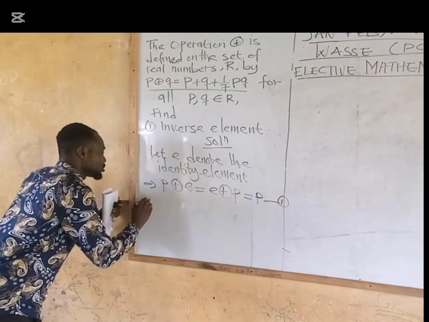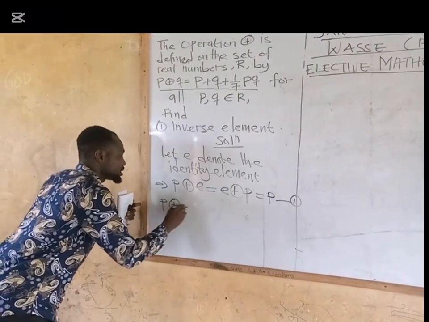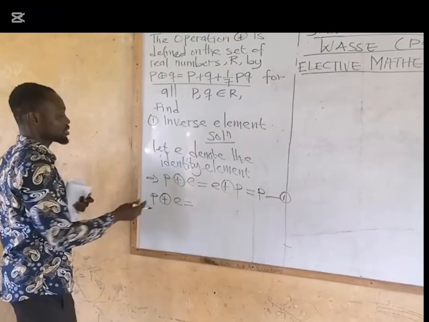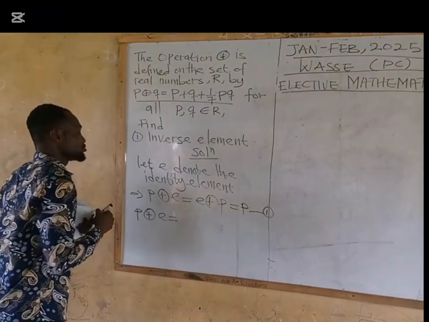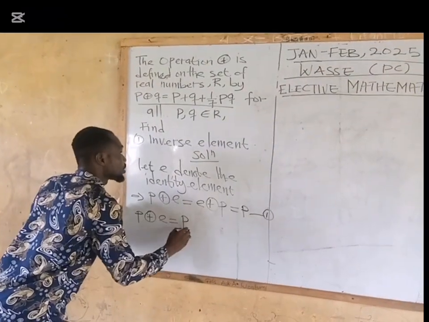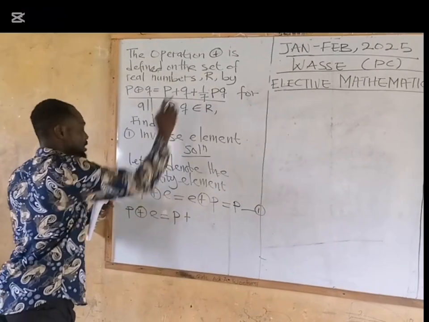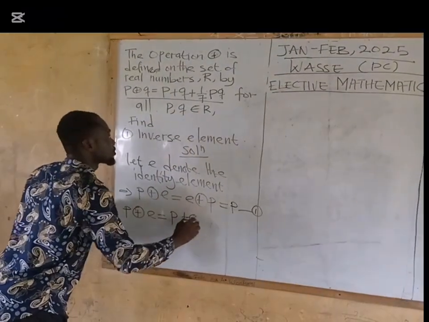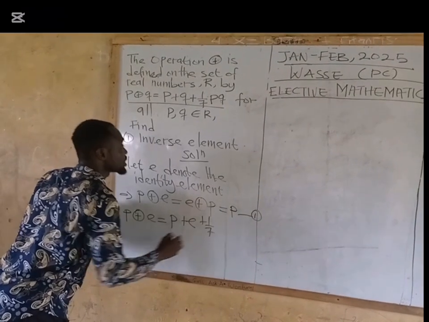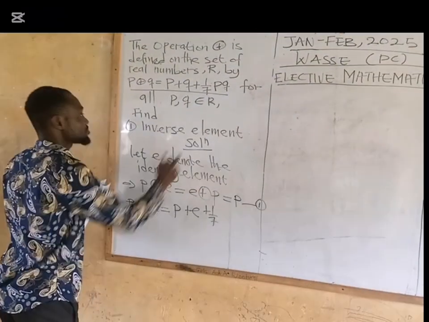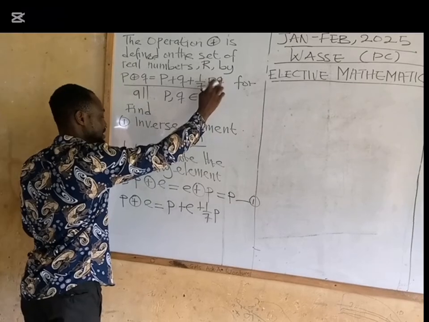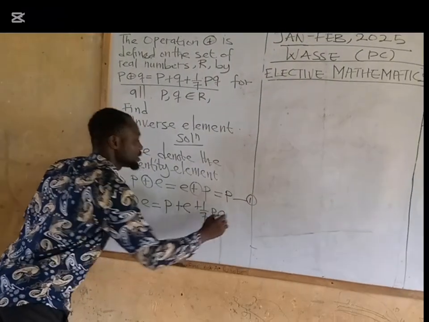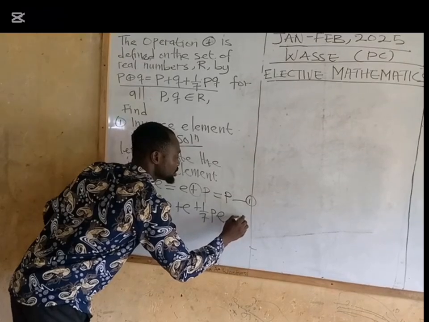Then also P operation E is equal to, now substitute this into the relation given. So P plus, then the Q becomes E, plus 1 over 7 P, and the Q becomes E. And this gives you equation 2.